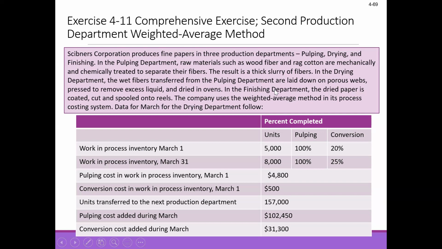The company uses the weighted average method in its process costing system. Data for March for the drying department follow. The work in process inventory for March 1st, the pulping is 100%, the conversion is only 20%. For the end of the period, the units are 80,000. Pulping is 100%, conversion is 25%.